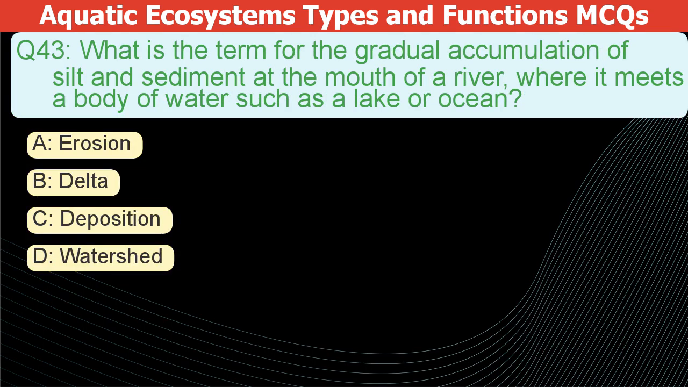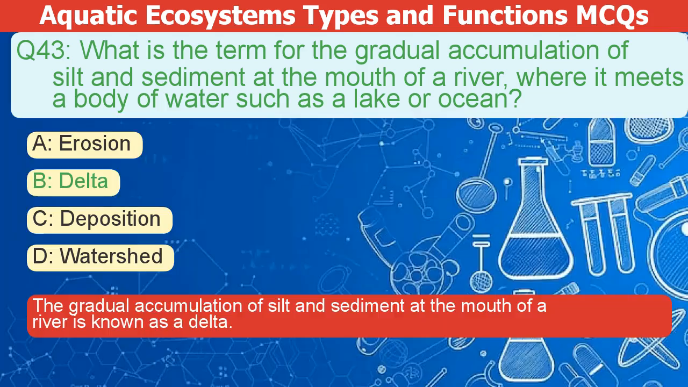Which of the following is not a main type of wetland ecosystem? A. Marshes. B. Swamps. C. Fens. D. Meadows. The correct answer is D. Marshes, swamps, and fens are more common types of wetland ecosystems. Meadows are not.